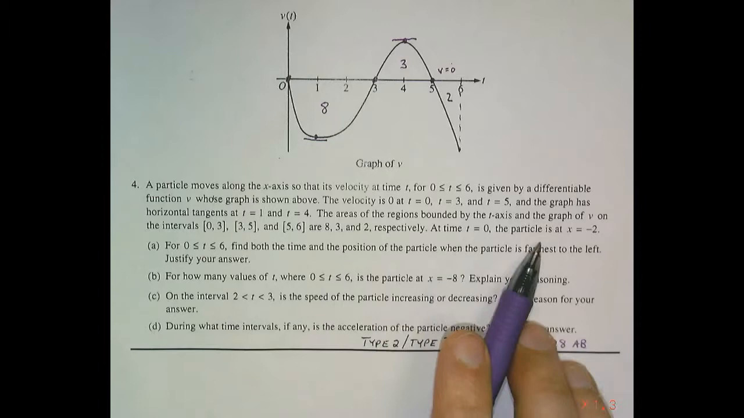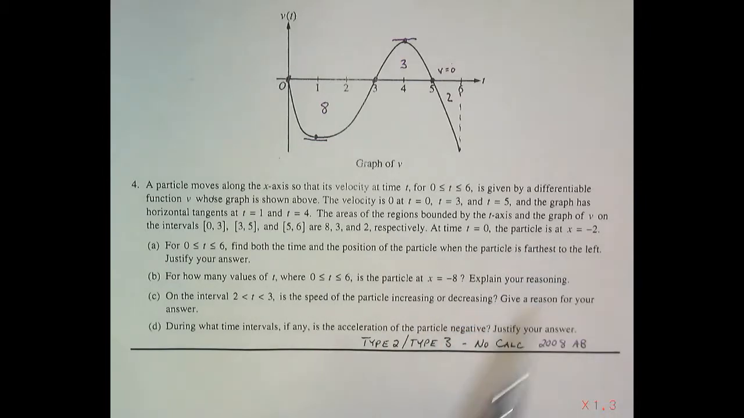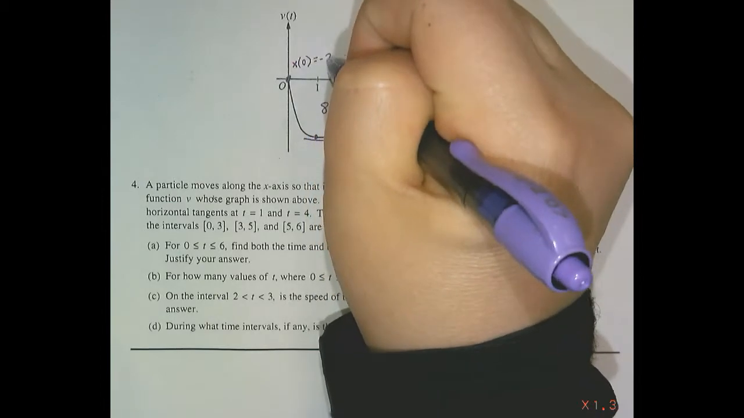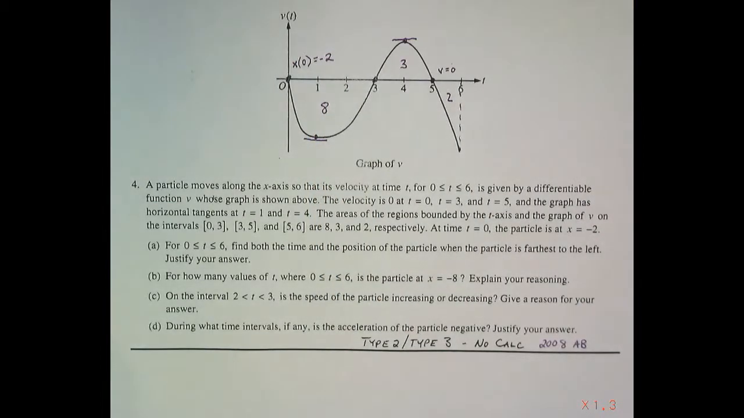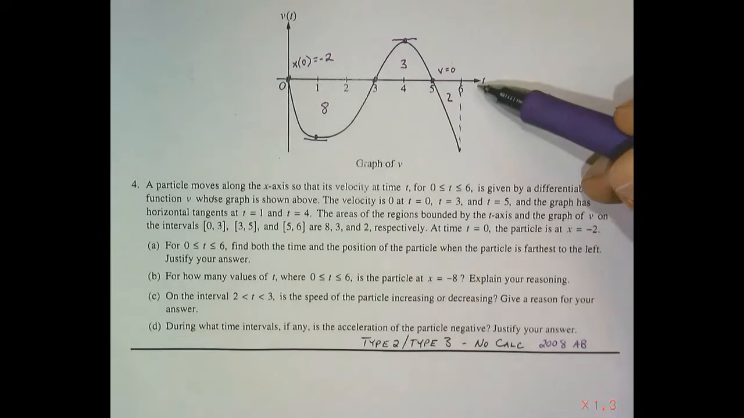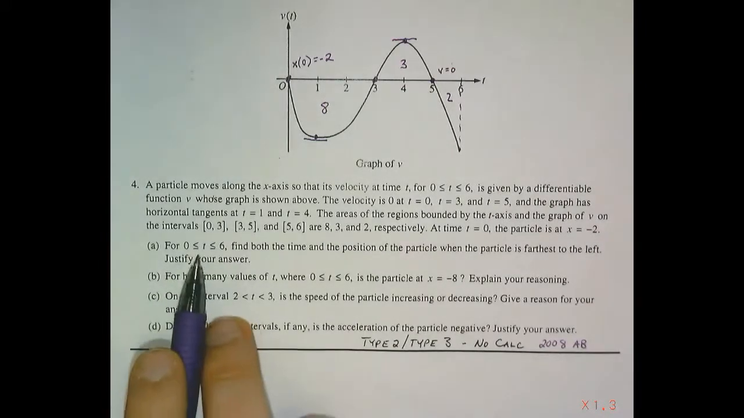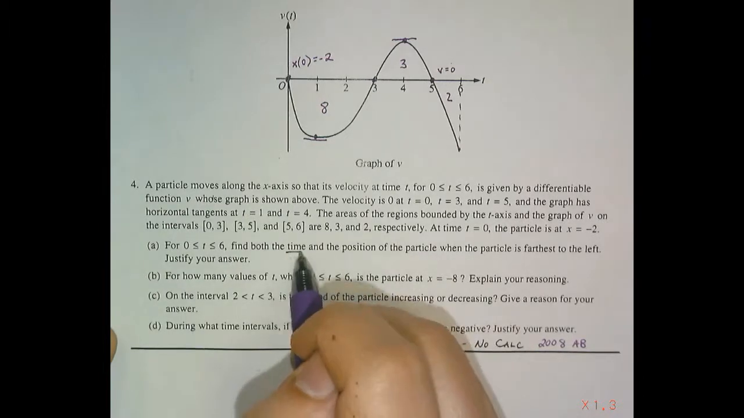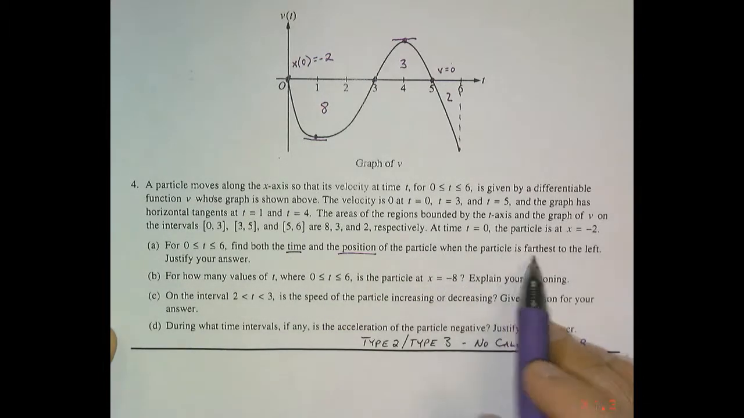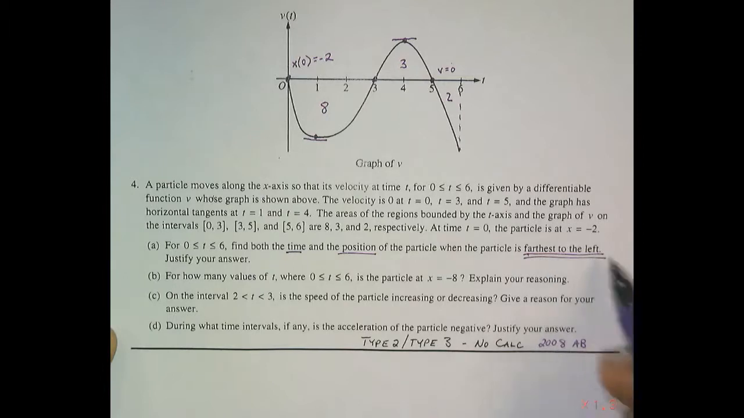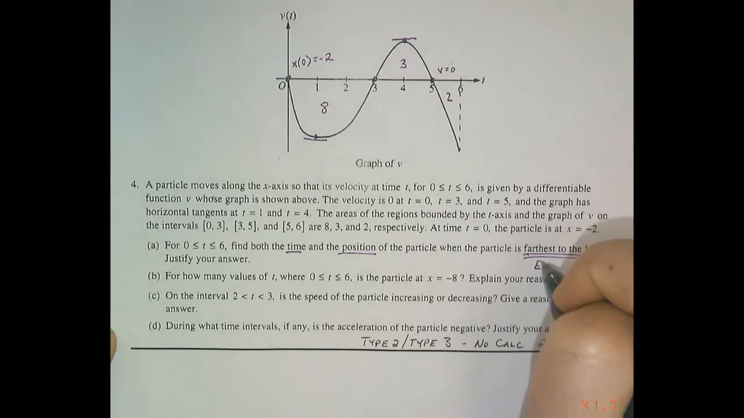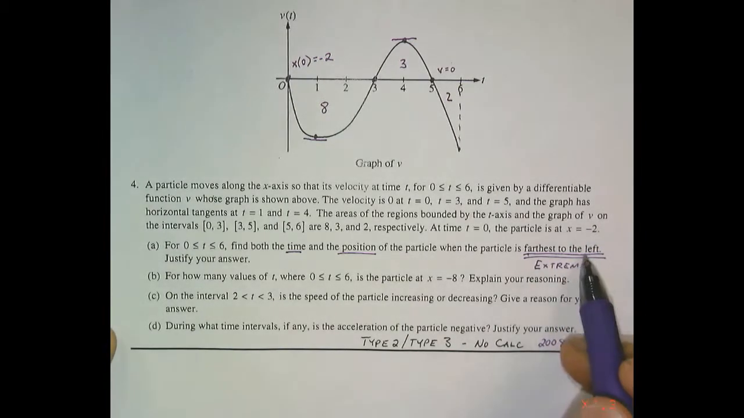At time 0, the particle is at a position of negative 2. So write that here, x of 0 equals negative 2. Okay, we've extracted info, put it on the graph. Jumping into part A. For 0 to 6, find both the time and position when the particle is farthest to the left. Justify your answer. So farthest sounds like an extrema, and we're looking for, left would be the minimum.